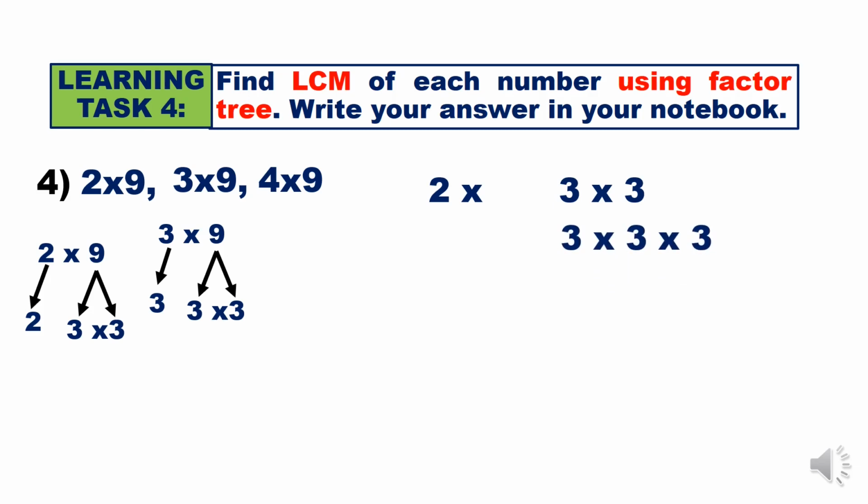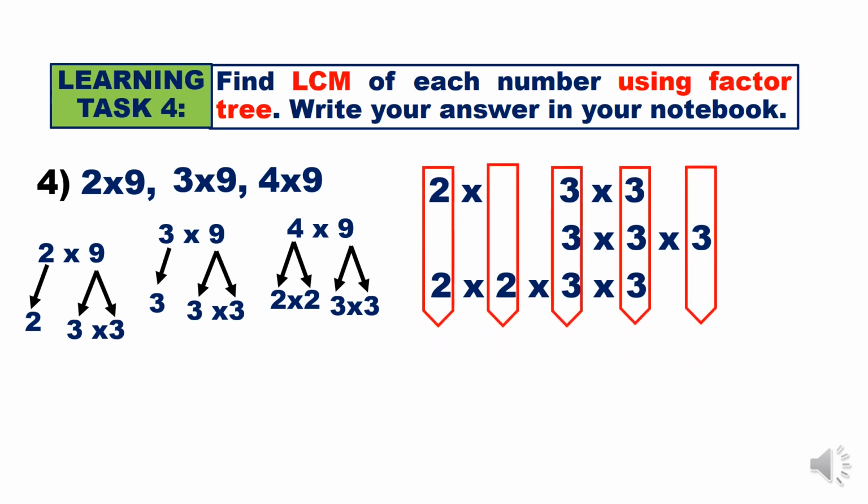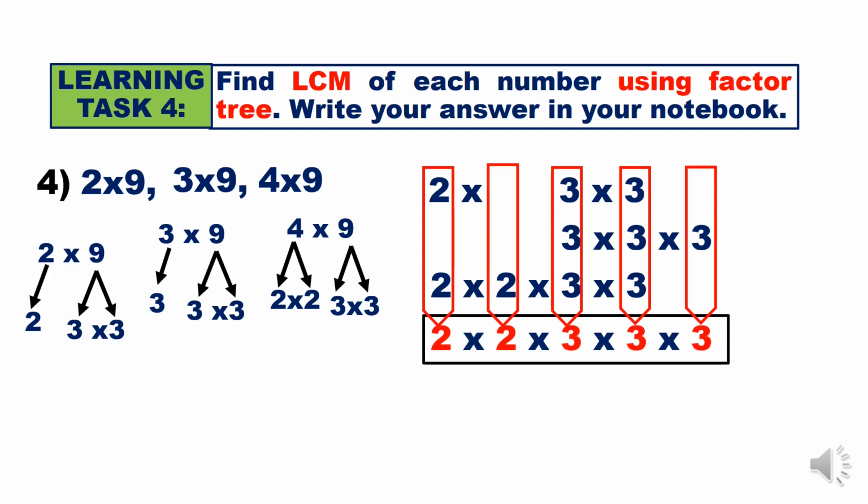Para sa 4 times 9, ito naman ay 2 times 2 times 3 times 3. Magtapat-tapatin muli ang mga magkakatulad na prime factors. So, 2 times 2 times 3 times 3 times 3 equals 108. Kaya naman ang LCM ay 108.